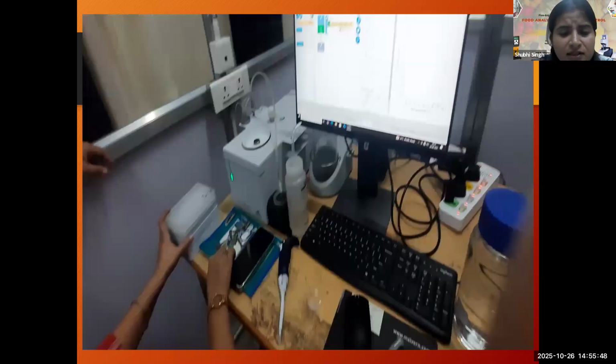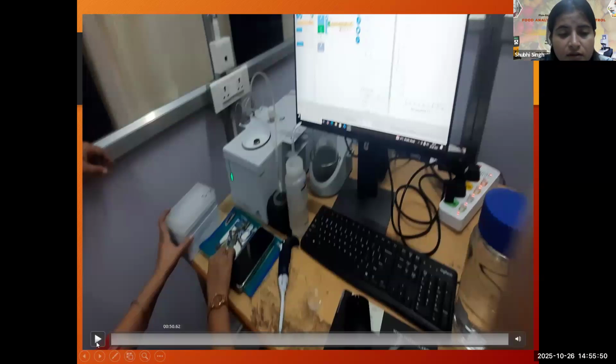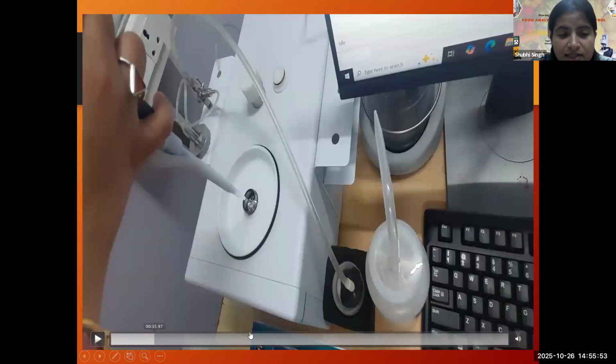Tm is basically the temperature at which the sample will start melting, the melting temperature.